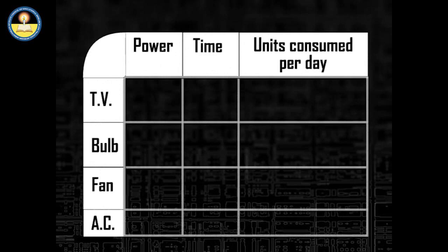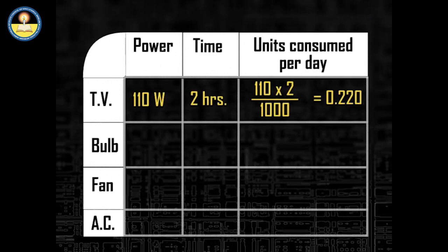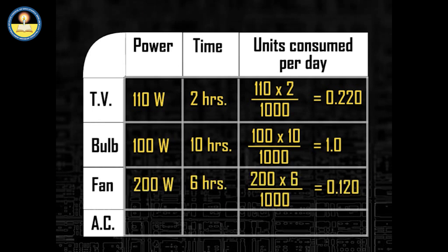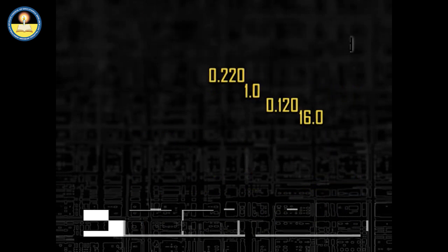Suppose a family uses a television of 110 watts for 2 hours per day, a 100-watt bulb for 10 hours every day, a fan of 200 watts for 6 hours a day, and an air conditioner of 2 kilowatts for 8 hours a day in their home. The total consumption of electrical energy in a day can be found out by multiplying the wattage of the unit by the number of hours of its usage and adding them up.